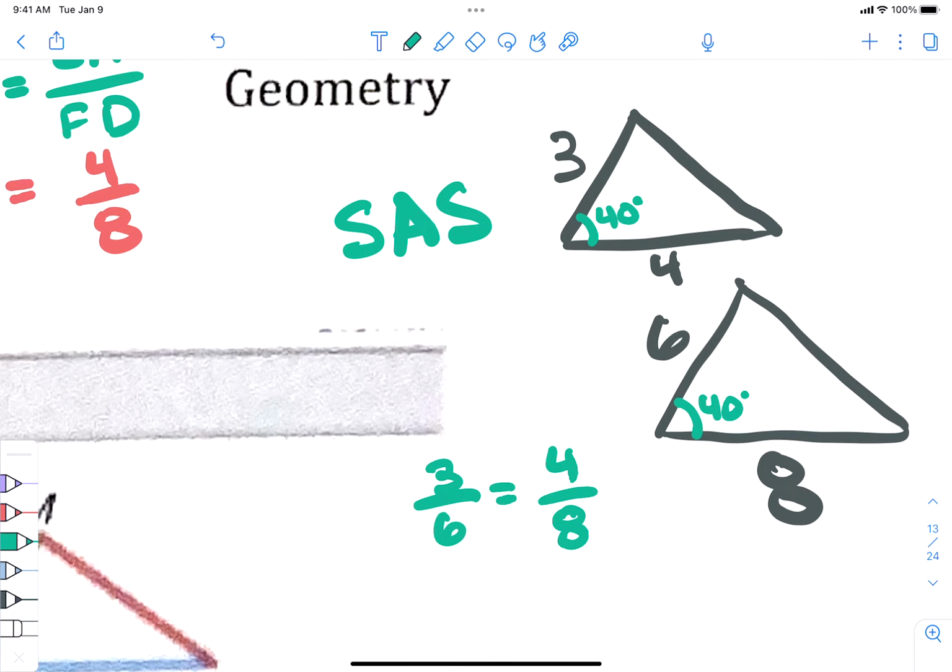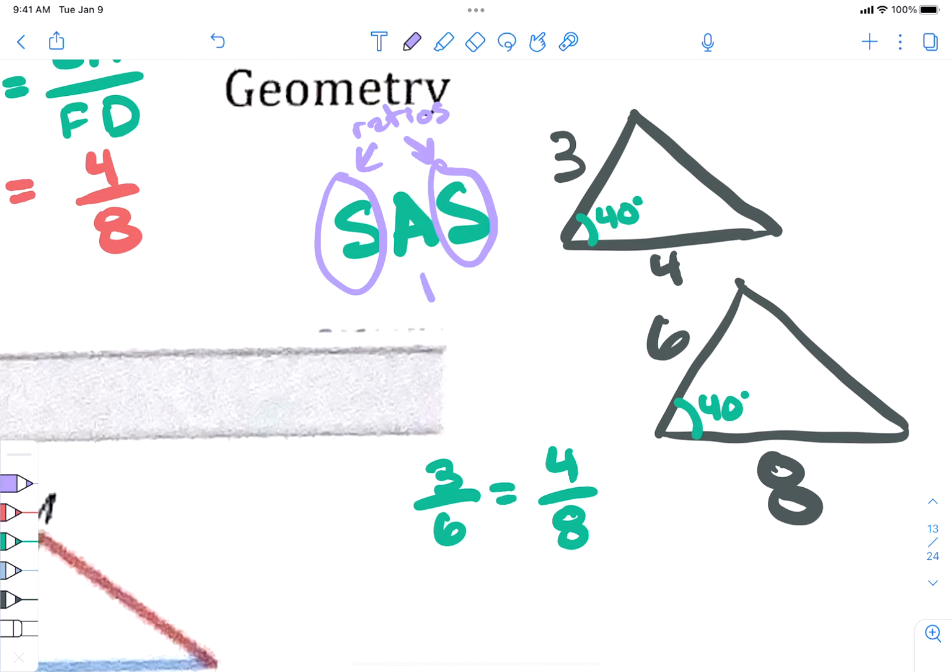So when you're doing side, angle, side, these two sides will have the same proportion or the same ratios. The angle will be exactly the same. The angles will be congruent. So the congruent angle in the middle and the two sides are proportionate, right? So that's kind of how side, angle, side works. Okay. Good, good. All right, moving on.